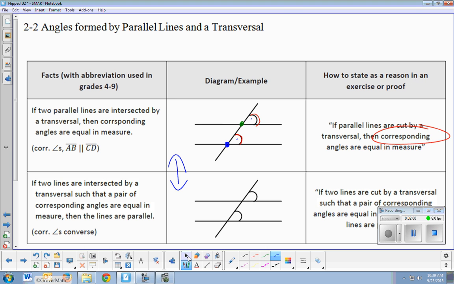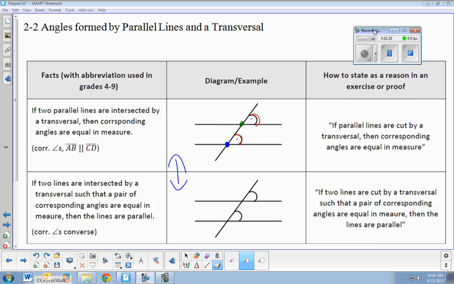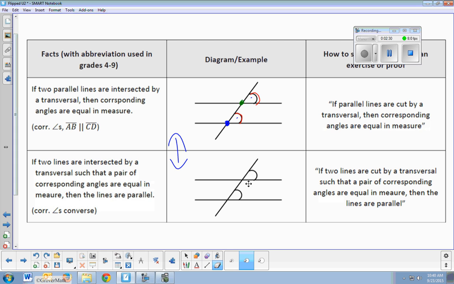I'll just read it real quick for you. I want to get rid of that, so I'll just erase it. If parallel lines are cut by a transversal, then corresponding angles are equal in measure. So if I know these lines are parallel, and this is obviously a transversal, then I know these angles are congruent, equal in measure. The other way around, I can use that to prove the lines are parallel. Say I don't know the lines are parallel, but I know these angles are equal in measure. Well, that proves these lines are parallel.